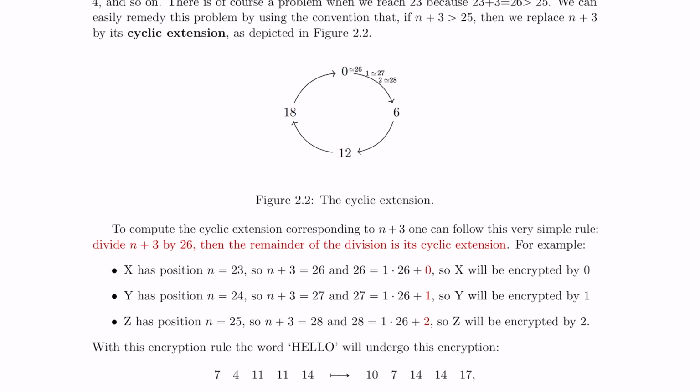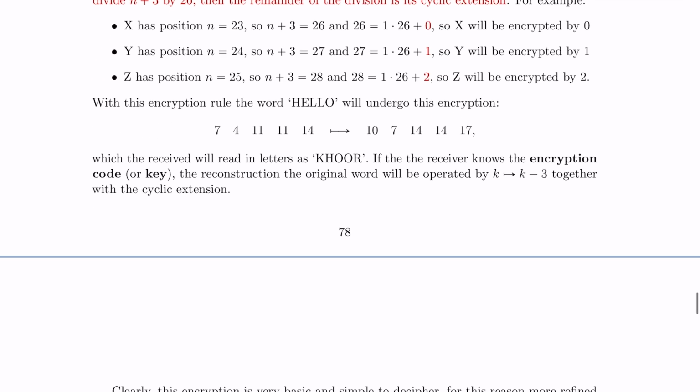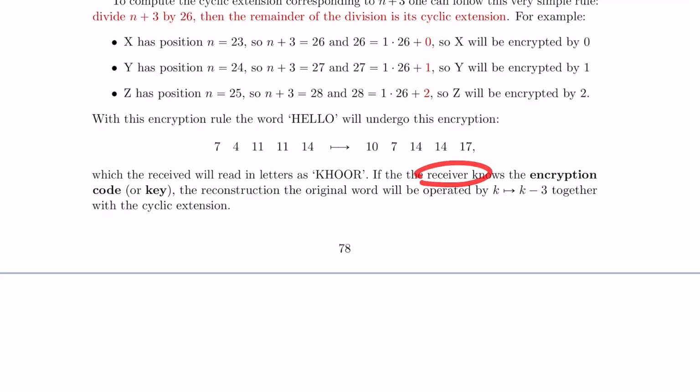Now, using the encryption rule m+3 with the cyclic extension, you find that the encryption of the word hello is this one here. In fact, the codification in alphabetical ordering of hello is this string of numbers that you see here. You add 3 and you find this other string that is written as core. Now, if your friend, the receiver, knows the encryption code, also called the key, then he or she knows how to reconstruct the original word.